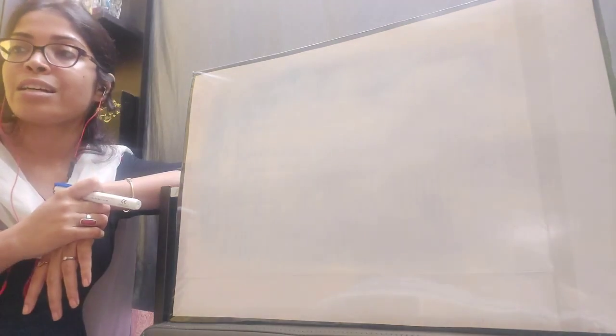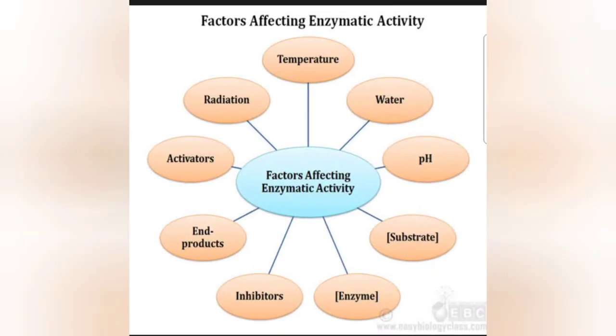So let's start with the topic of which factors affect enzyme activity. Students, these are the different factors that affect enzyme action, that regulate the activity of the enzyme. First and the most important one is temperature. The rate of an enzyme catalyzed reaction increases with an increase in temperature. Let me show you how. Look at this picture here.